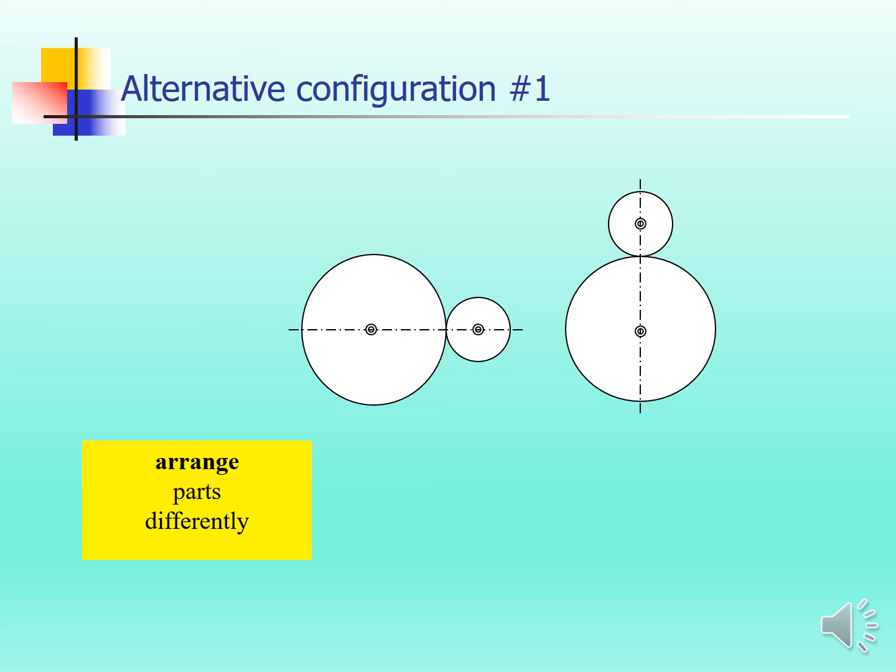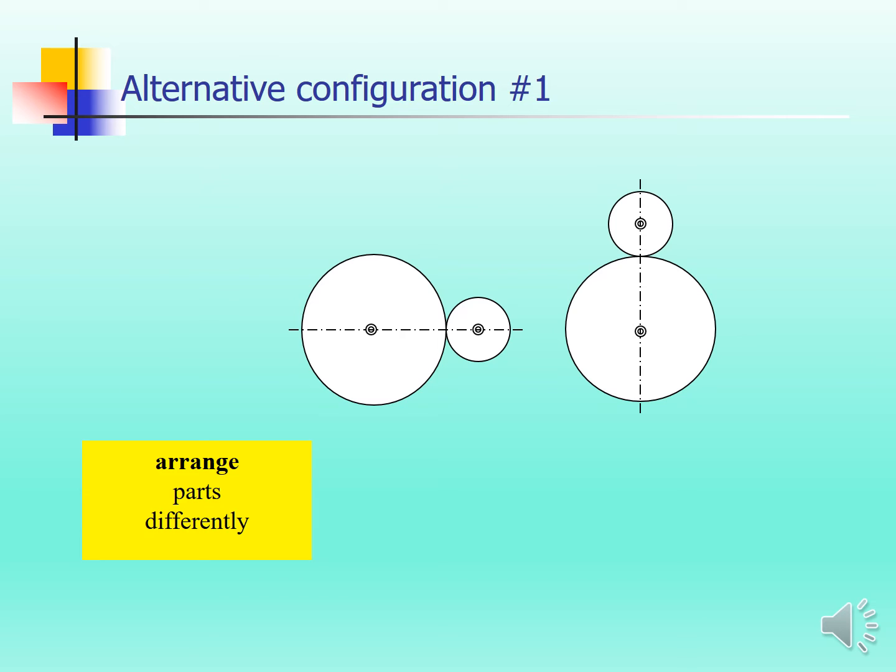Okay, we do the alternative for configuration number 1. For example, we arrange the parts using a landscape arrangement, okay, this one. Then we can also arrange them using the vertical method.